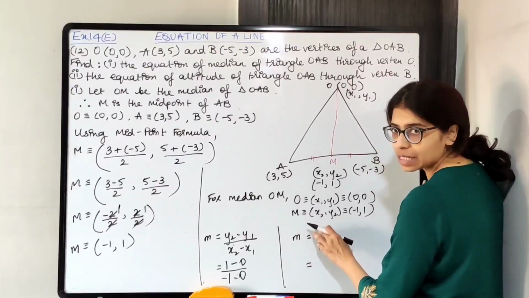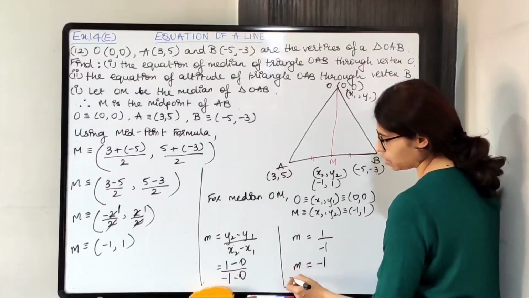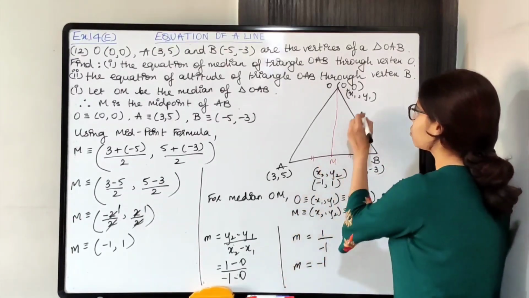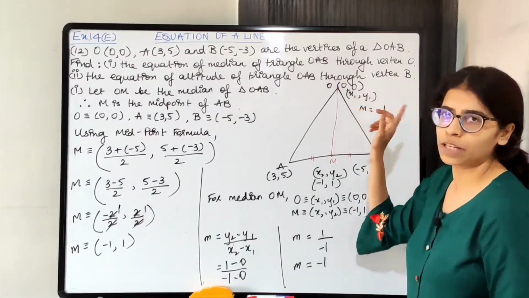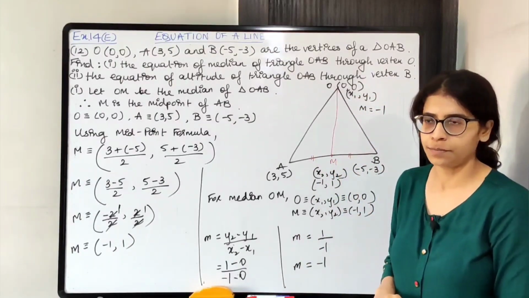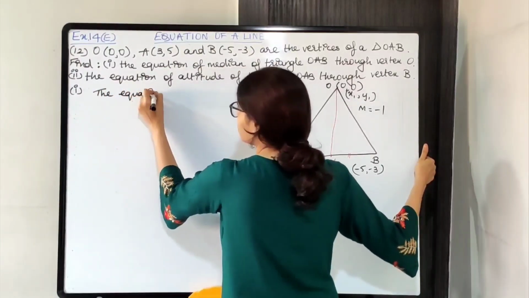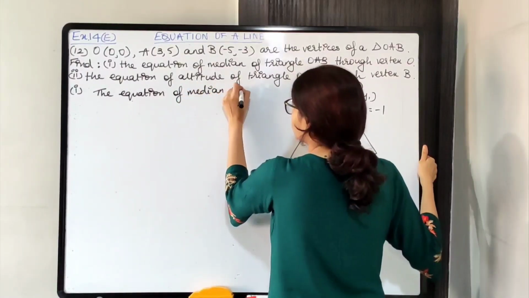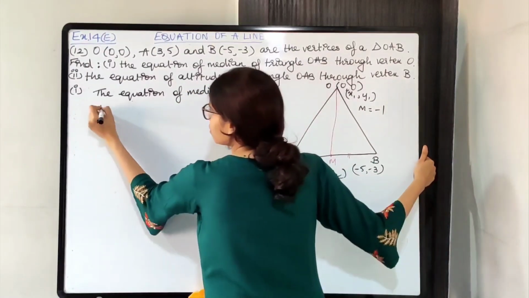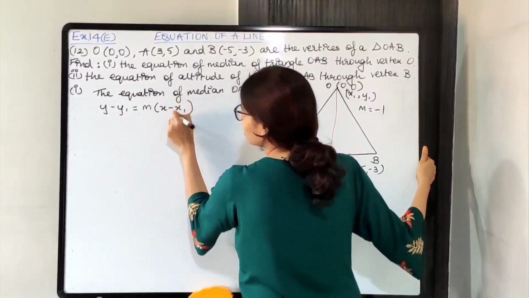So bring minus sign in numerator, we never keep it in denominator. Minus 1 upon 1 is nothing but minus 1. So slope मिल गया. Slope is minus 1. We have m, we have x1, y1. Let us find the equation of the line. So the equation of median OM is y minus y1 equals to m into x minus x1.